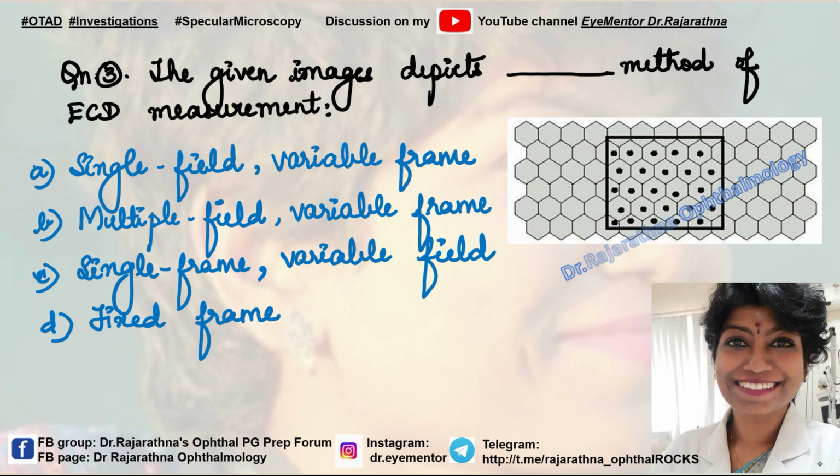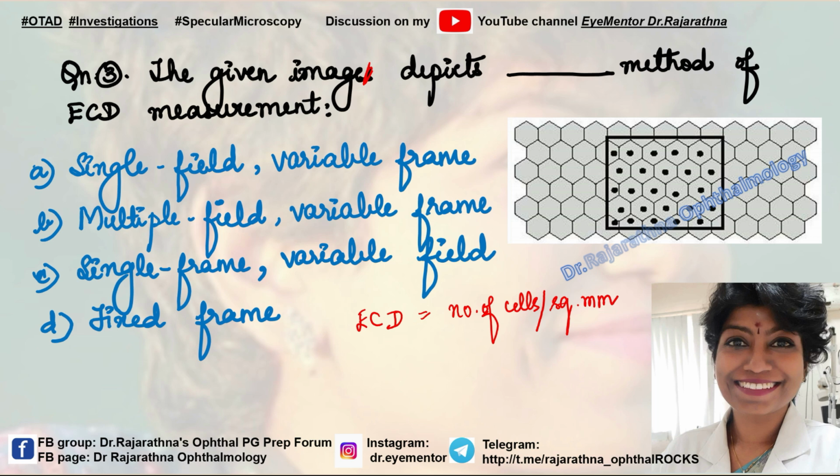Question number 3, the given image depicts dash method of ECD measurement, that is endothelial cell density measurement. So endothelial cell density is the number of cells per square millimeter. Okay, so that is your endothelial cell density.